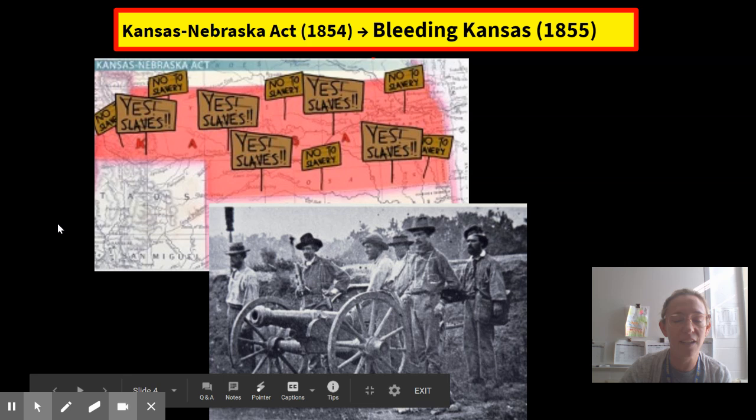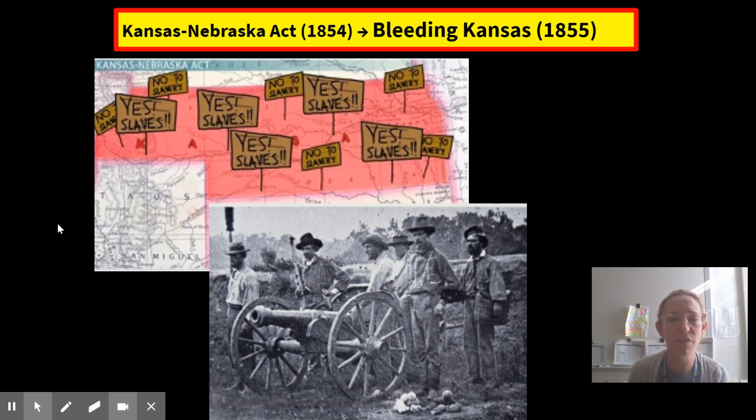And the effect of that is it's going to lead to Bleeding Kansas, which begins the following year and actually goes on for many years. Many pro and anti-slavery people converge on Kansas, trying to sway the vote. And some people take matters into their own hands, like what you can see pictured here, bringing their weapons, whatever they had, and blood is shed, hence the term Bleeding Kansas. 55 people die in Bleeding Kansas. Remember, this is before the outbreak of the Civil War.